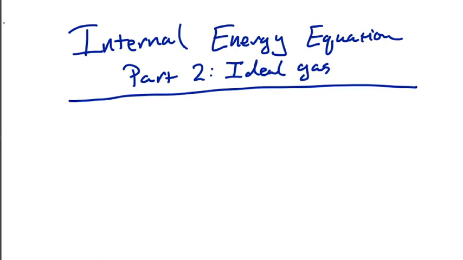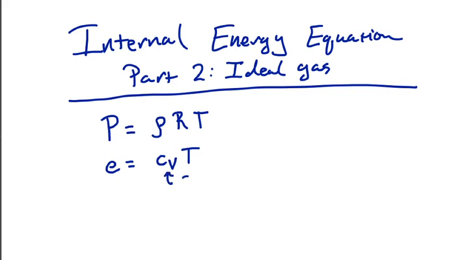In order to solve a practical fluid system, our previous internal energy equation is not yet sufficient. We need an equation of state. And so to see how this works in practice, we're going to consider the simple condition of an ideal gas. For an ideal gas, we have our equation of state that P is equal to rho times R times T. And we also know that the internal energy E is equal to the specific heat at constant volume times the temperature.